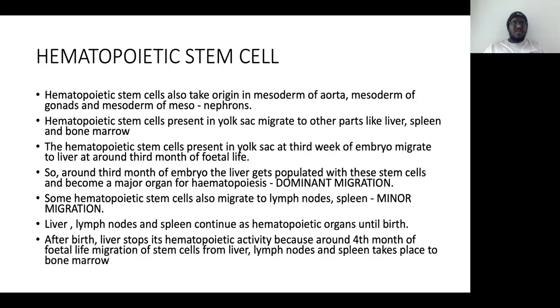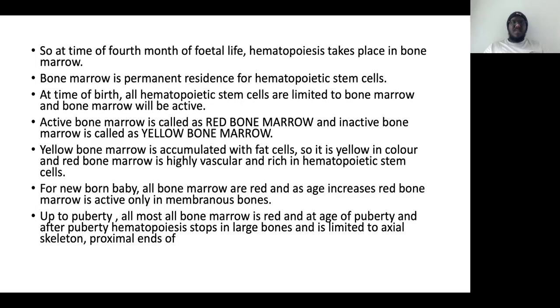So liver, lymph nodes, and spleen continue as hematopoietic organs until birth. After birth, the liver stops its hematopoietic activity because around the fourth month of fetal life, migration of stem cells from the liver, lymph nodes, and spleen takes place to the bone marrow. So from the fourth month of fetal life, hematopoiesis takes place in the bone marrow. Bone marrow is the permanent residence for hematopoietic stem cells. At the time of birth, all hematopoietic stem cells are limited to the bone marrow, and the bone marrow will be active.